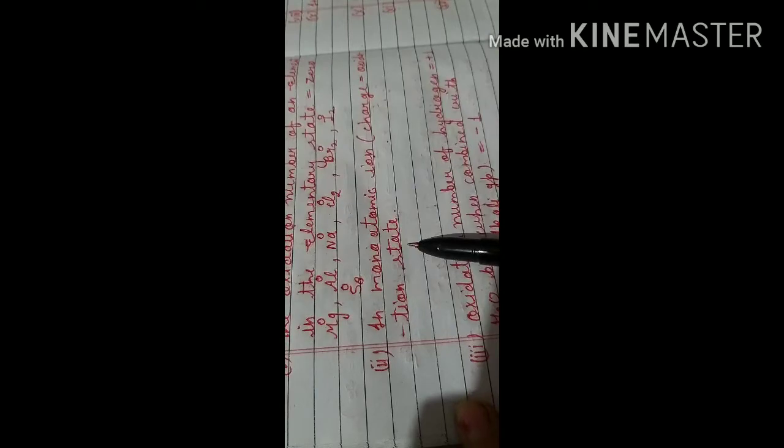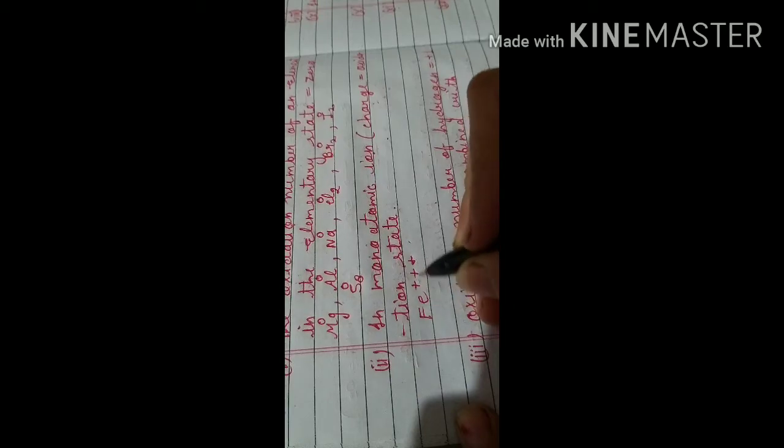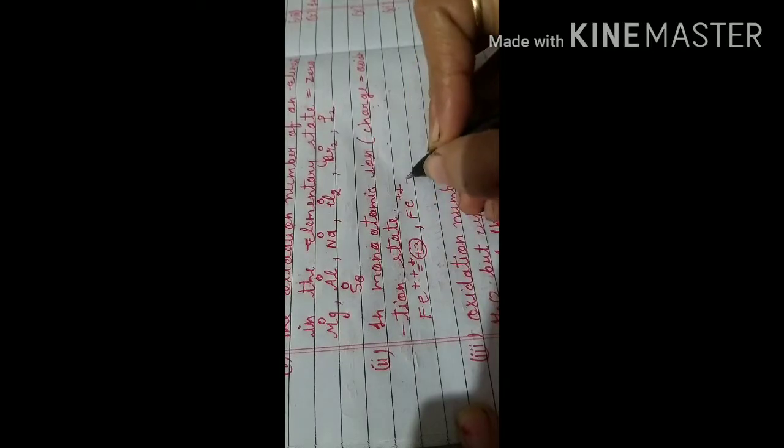Now the second rule: in a monoatomic ion, the charge is equal to the oxidation state. Some examples I am writing for you, like ferric ion, Fe3+. So that will be its oxidation state. Like Fe2+ is written, so this 2 is the oxidation state. Here plus 3 is the oxidation state and here plus 2 is the oxidation state. Suppose Cl negative is written, so minus 1 will be the oxidation state. Okay, let us see the next rule.